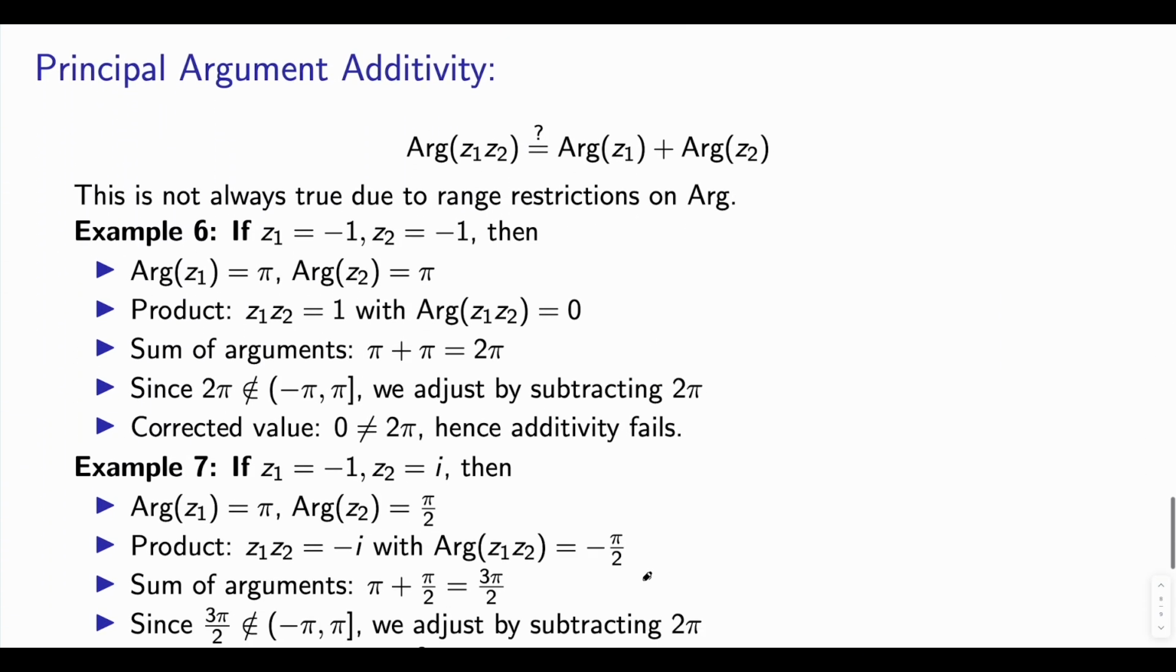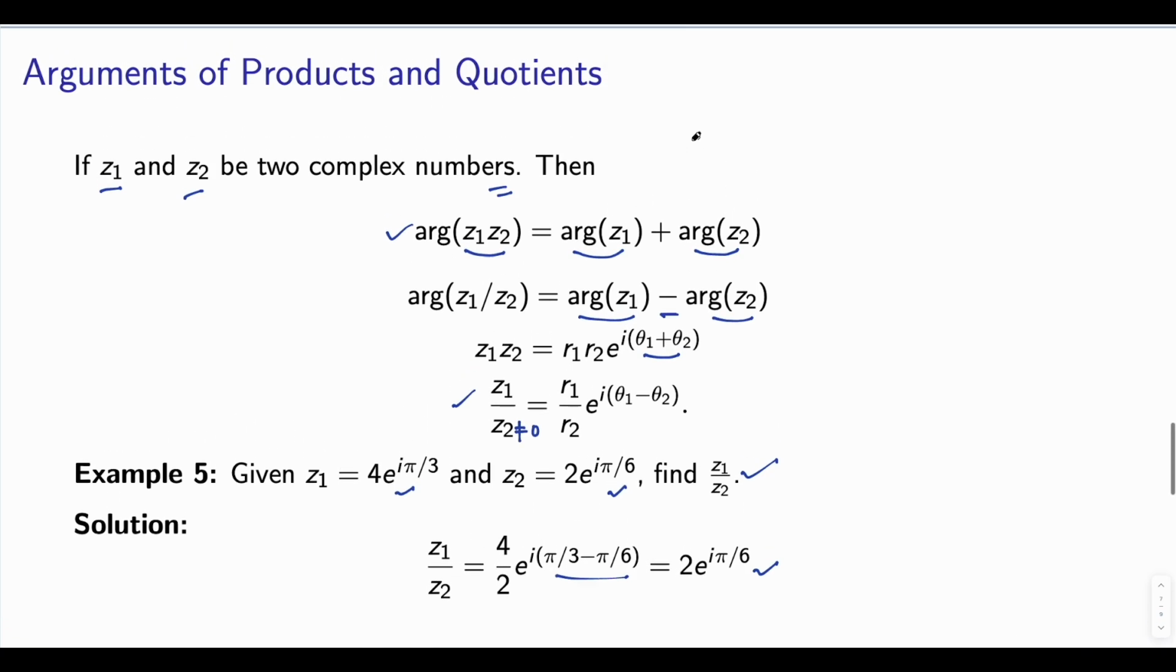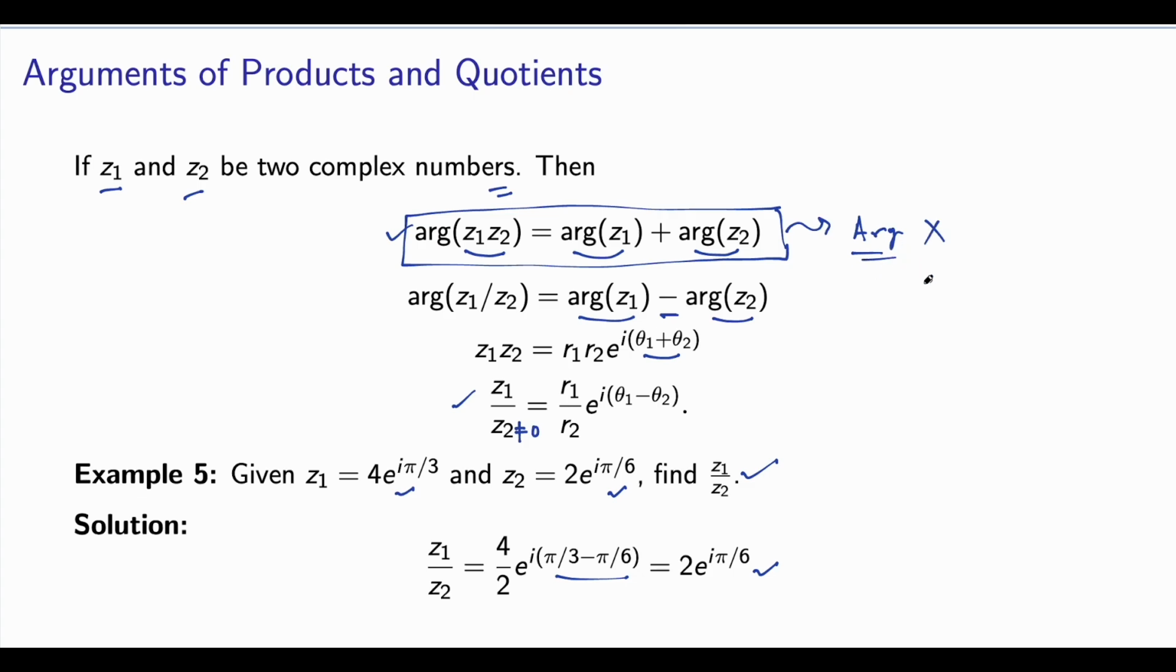Now let us talk about one more important identity. Is this product argument true for principal argument as well? Not in general. The answer is that this is not always true due to the range restriction of the principal argument. So the principal argument of z1 z2 is not necessarily equal to the principal argument of z1 plus the principal argument of z2. But for the simple argument, argument of z1 times z2 equals argument of z1 plus argument of z2, which is always valid, right? But if we replace it by the principal argument, then this is not always true.